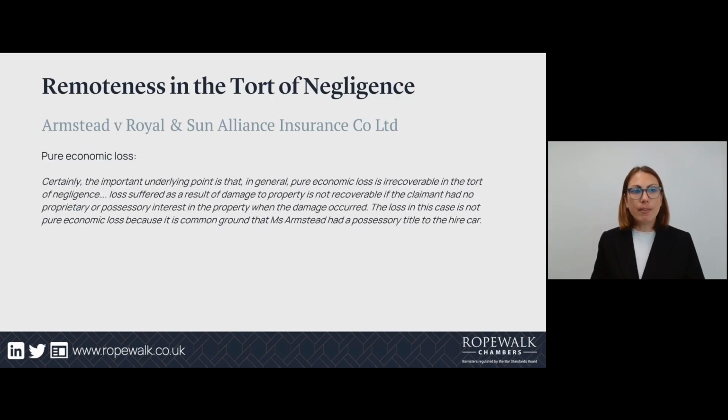And then secondly, in relation to pure economic loss, in general, pure economic loss is irrecoverable in the tort of negligence. So where loss is suffered as a result of damage to property, it is not recoverable if the claimant has no interest in the property that is damaged. In this case, of course, the claimant did have a possessory title to the car as bailee in possession, so this was not and could never have been said to be pure economic loss.